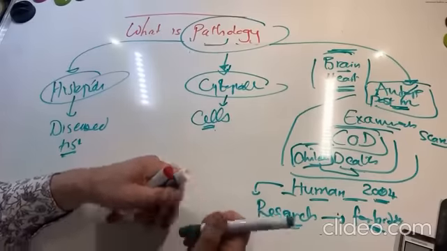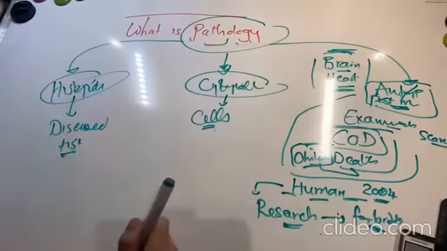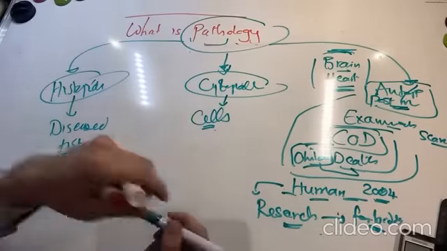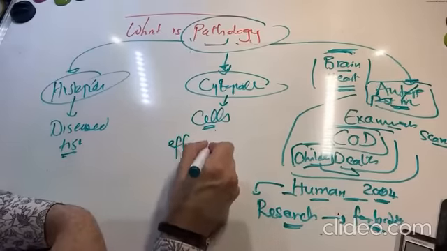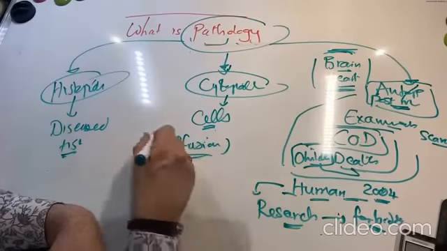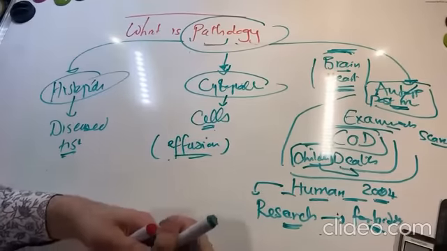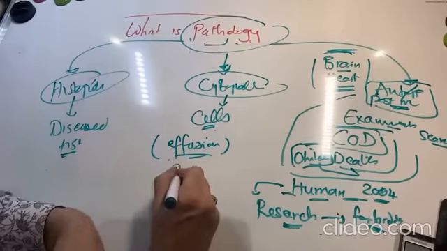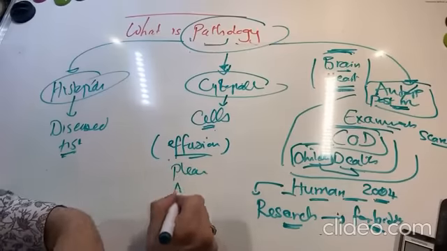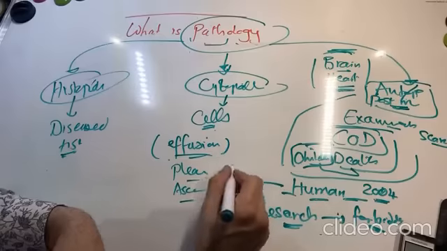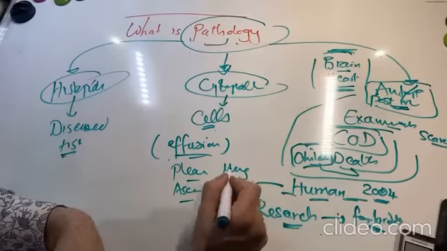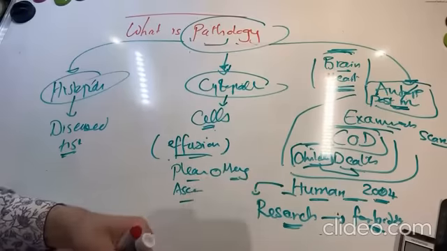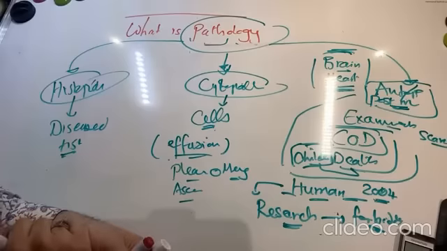Now we'll talk about histopathology and cytopathology. Cytopathology is to examine the abnormal cells. These abnormal cells can be found in effusions. Effusion means the presence of disaggregated cells within a cavity. An example of such a cavity is the pleura, so we have pleural effusion, or ascitic fluid, or fluid below the meninges. Any collection of cells within a cavity is called effusion cytology.